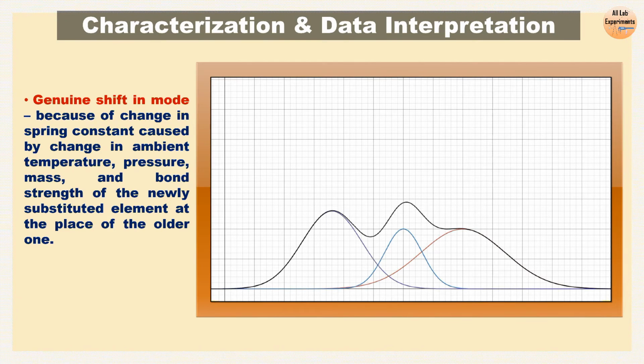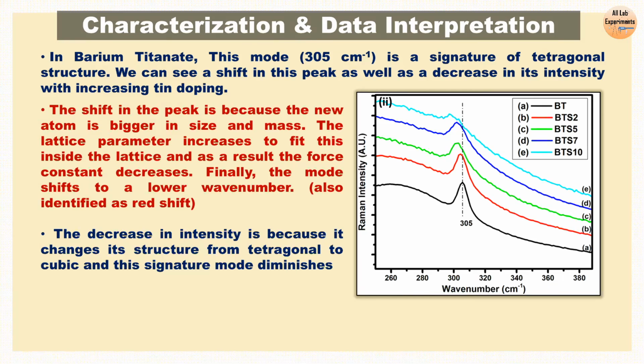So you can see in this case there is a genuine shift in the mode. This may happen if you change the temperature, bond strength changes because of pressure. Maybe the material is compressed and their interatomic distance decreases. In that case, the energy of some mode may change, and here is one of the examples. You can see this mode near 305.